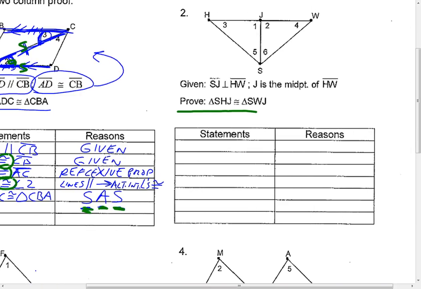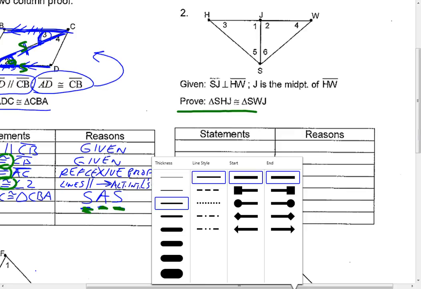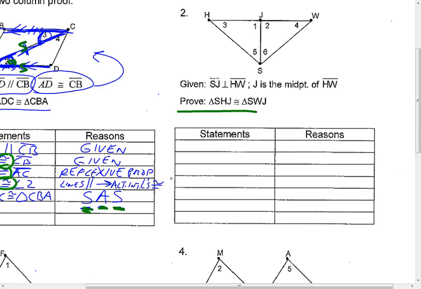Number 2. Let's throw our givens up here. S, J, what does that symbol mean? Perpendicular. I got given. What should I be putting into the drawing? I'm supposed to put all the givens in the drawing. How do I show that? Right angles. Up here. Put some right angles there. Just doing that's going to get you partial credit.